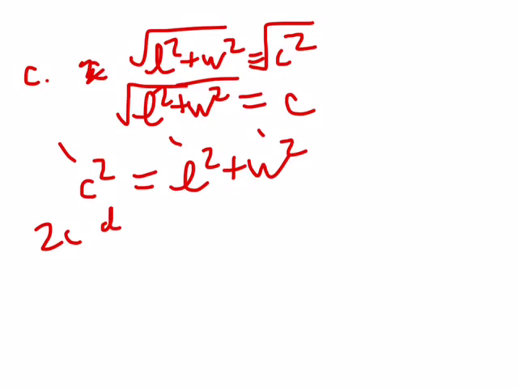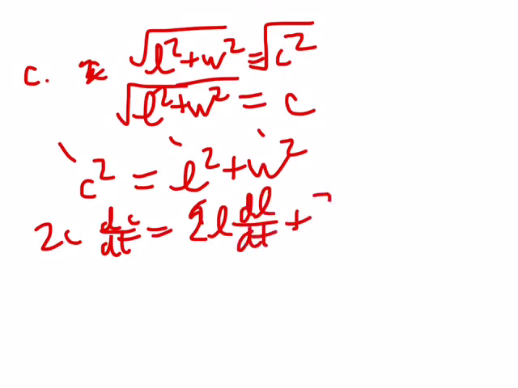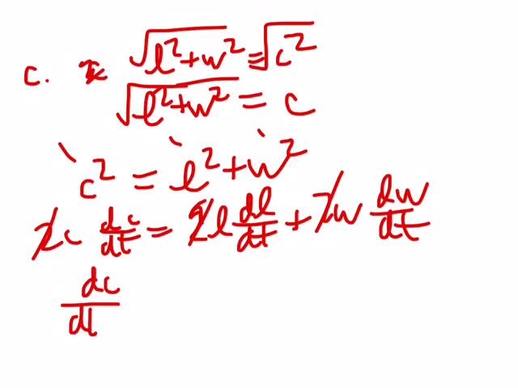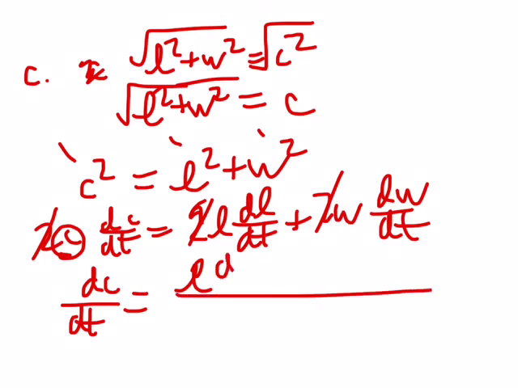So it'd be 2C dC dt equals 2L dL dt plus 2W dW dt. They all have a 2, so I can divide every term by 2. And then I'm solving for dC dt, the rate of change of the diagonal. My diagonal is my C, so I still need to divide by C. So it's all of this. It's L dL dt plus W dW dt divided by C. And we have all of those but C.